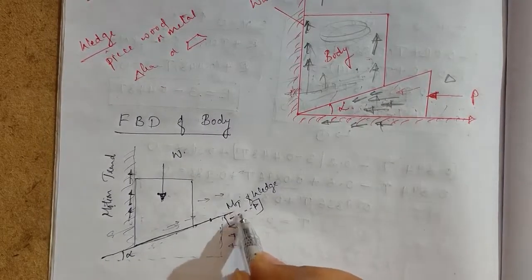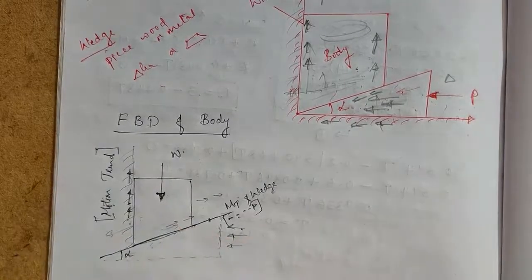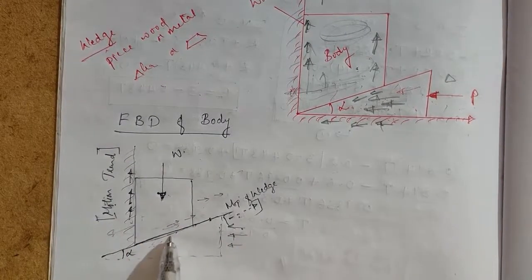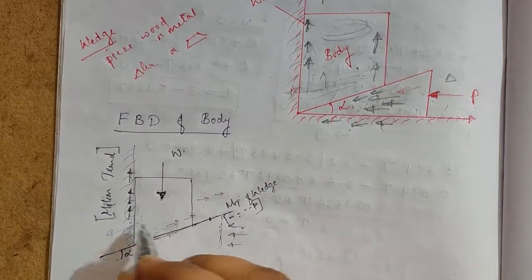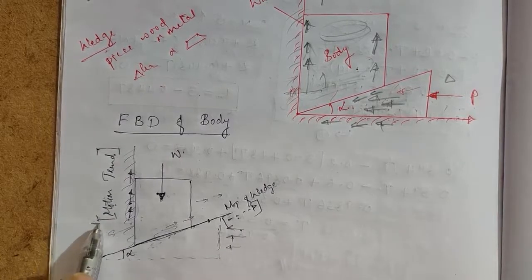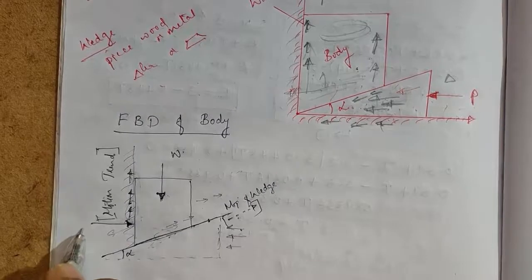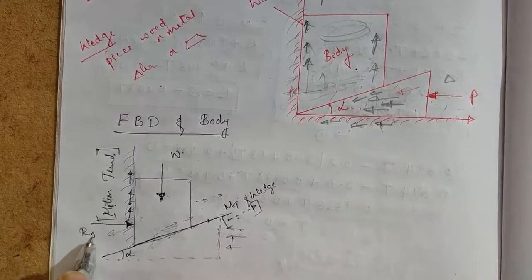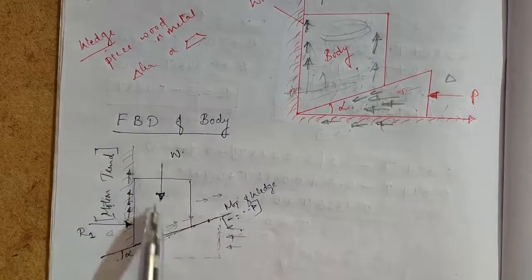So the motion trend of the wedge is like this, in the upward direction. So there is a wall, here also one contact surface, two contact surfaces. Because of the contact surfaces we can get the reactions, right? So here one reaction will be there, I'll take it as R1. However, the motion is going upwards, right?